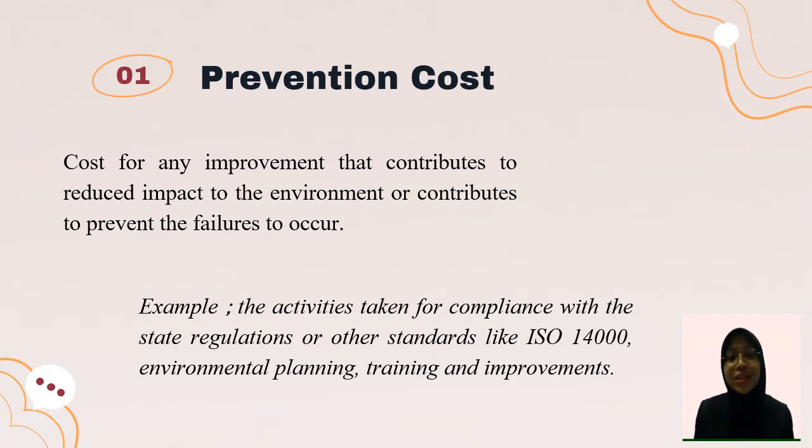First is prevention cost. Prevention means the activities that occur to prevent failure. Environmental prevention cost is the cost of any improvement that contributes to reducing impact to the environment or contributes to preventing the failure from occurring. Examples of prevention activities are activities taken for compliance with state regulations or other standards like ISO 14000, environmental planning, training, and improvements that reduce the organization's impact on the environment.